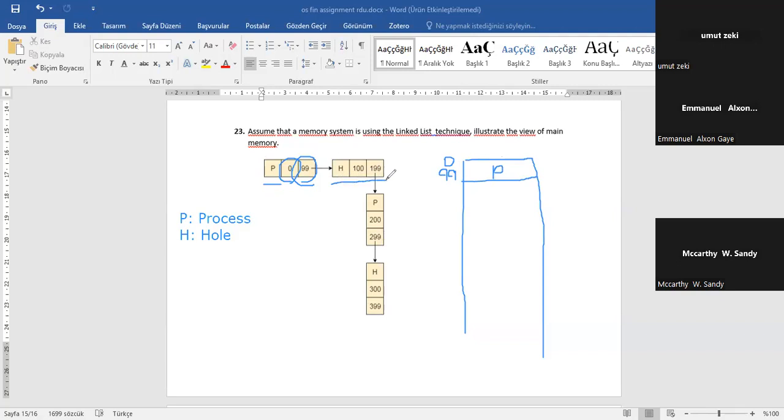So then hole, from 100 to 199. It is hole. So you can feel it like that. Then process again from 200 to 299, okay? And hole again from 300 to 399. You are showing the starting and the end points. So just draw it like that.